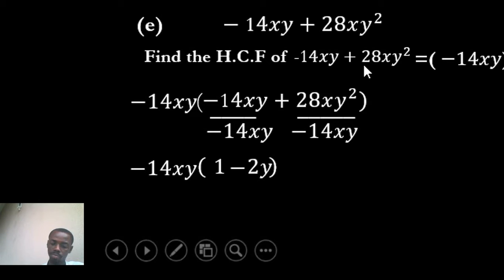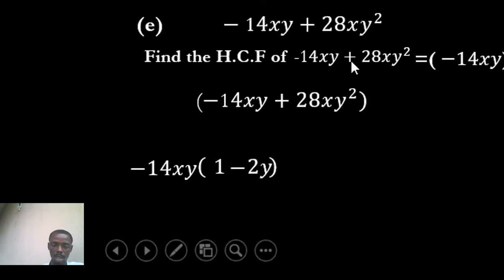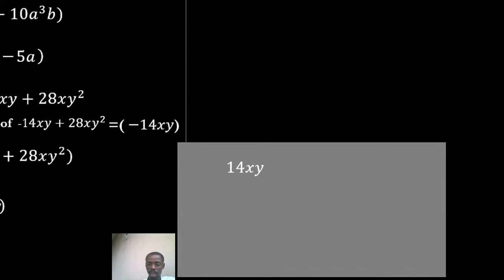Now, someone else may decide to avoid this negative in this factor, and that can affect what you have here. So take for instance, let's assume somebody says he's going to be using 14xy, just like I'm using it there, and using 14xy, not minus now. Somebody can use this, now using this for the division.